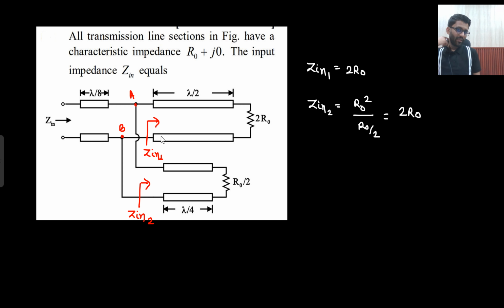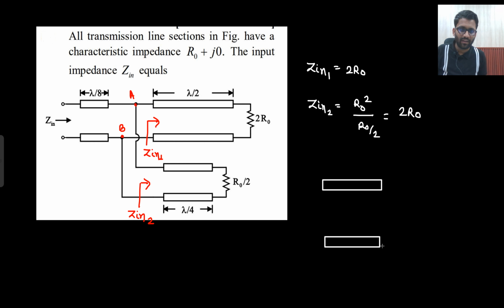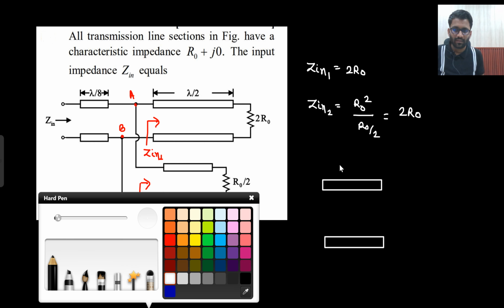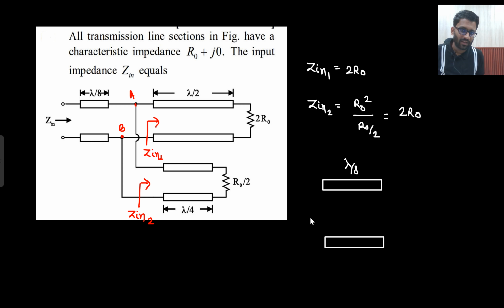So between A and B you are having ZIN1, and between A and B you are having ZIN2 as well. So that means both are in parallel. Between A and B you are having some resistance R, and between A and B you are having some resistance R. That means both are in parallel. Same goes here. So this is your lambda by 8 transmission line. From here I need to find Zin.